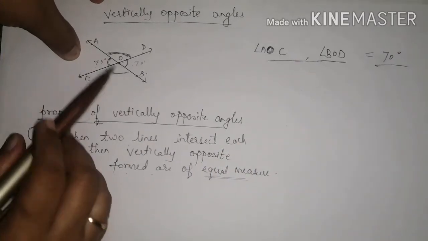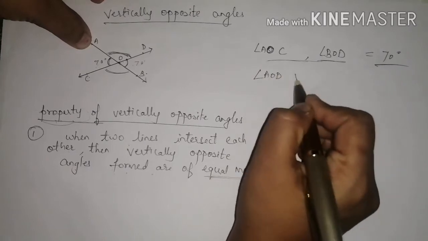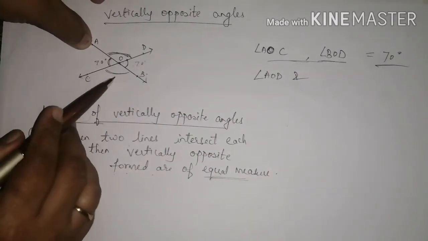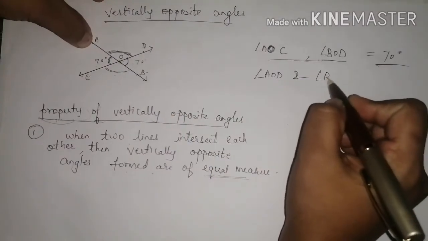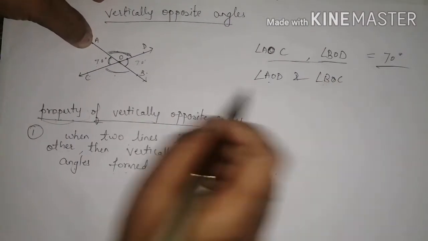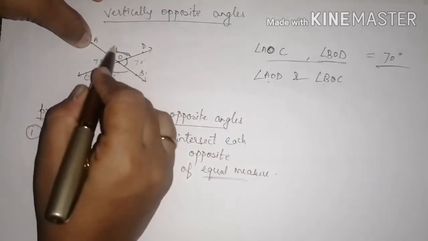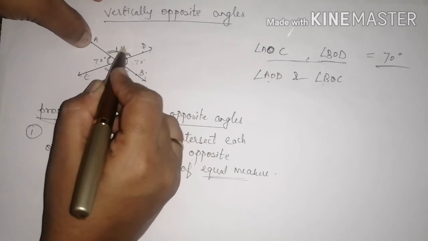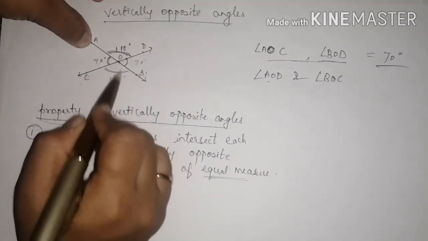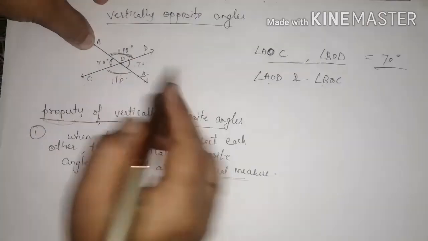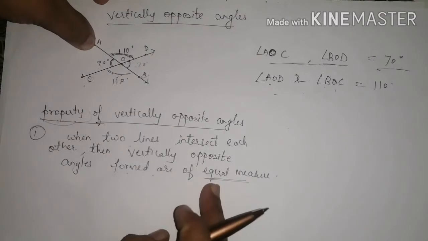Now the remaining two angles, angle AOD, and opposite to this angle is which angle? Angle BOC. So these two angles will again be of equal measure. If angle AOC is 70 degree, angle AOD is 110 degree. So angle BOC will also be 110 degree because they are vertically opposite angles. So vertically opposite angles are always equal.